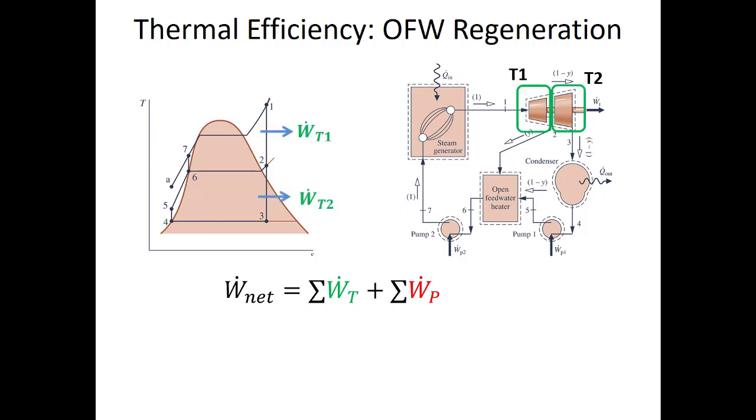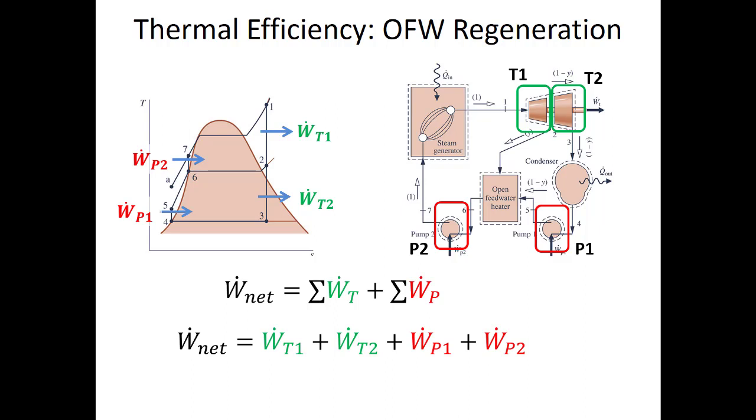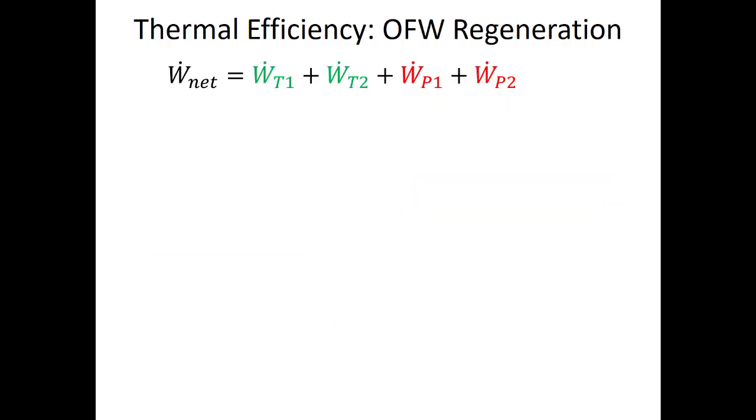And in this case, there's 2 turbines and there's 2 pumps. So my net power term is going to have 4 different terms in it, right? One for each one of these components. So here I have the power through the first turbine plus the power through the second turbine plus the power consumed by the first pump plus the power consumed by the second pump.